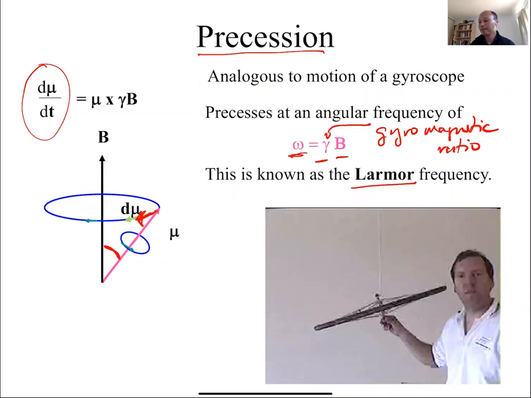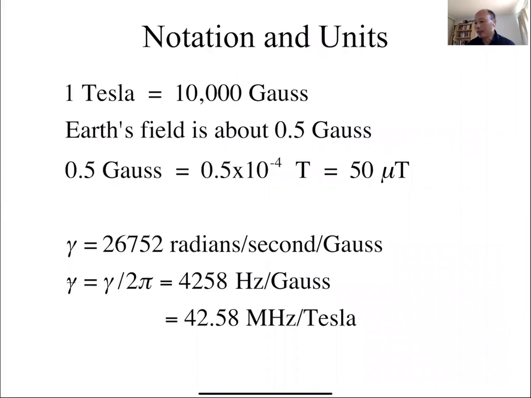Okay, so let's talk about units again. We talked about one Tesla being 10,000 Gauss. Earth's field is about half a Gauss. Gamma for the hydrogen proton is about 26,000 radians per second, or 4,258 hertz per Gauss, or 42.58 megahertz per Tesla. Okay.